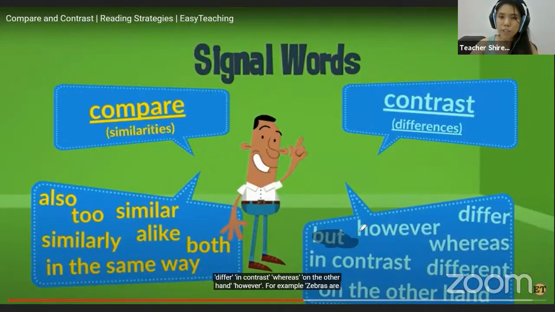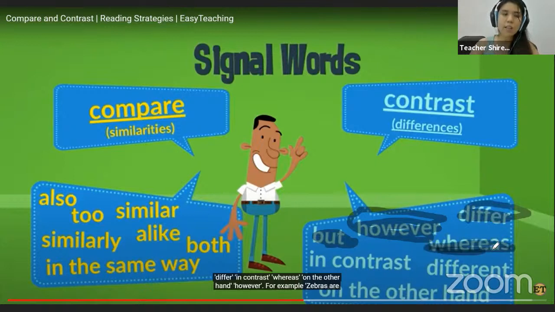Both of them are different. However, I would love to have it. However, I couldn't do that. It's like they want to, but they cannot. So this however is telling the differences. Differences or differ, which is what is different. Whereas I can do it, whereas he can't do it. So it's comparing which one can, one cannot.